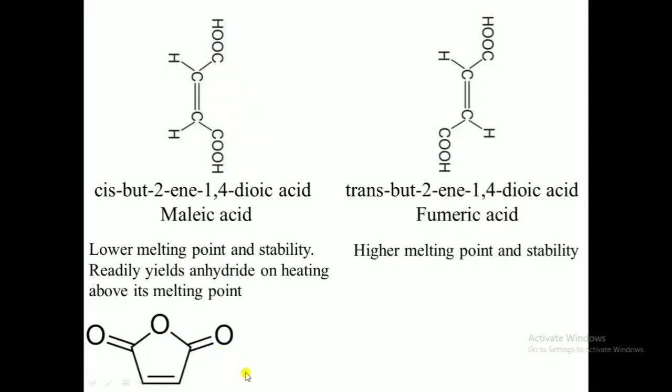So this is also another example of how the trans and cis isomers differ in their properties because of the difference in the spatial arrangement of atoms or groups attached to the carbon-carbon double bond. So this is all about geometrical isomerism. Thanks for listening to the lecture.